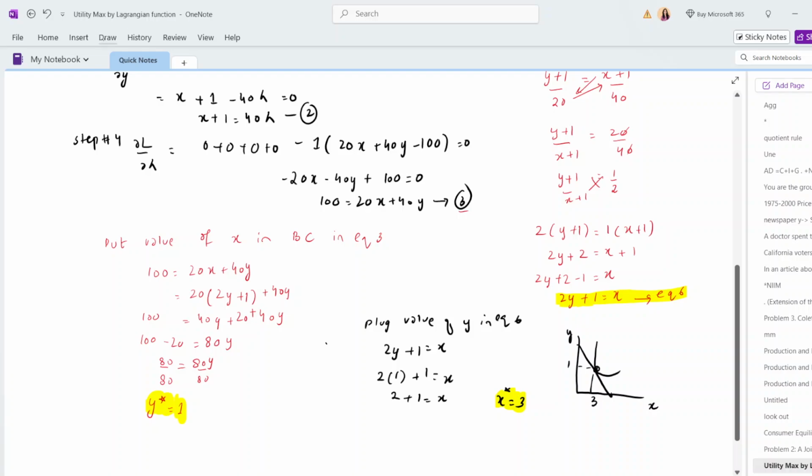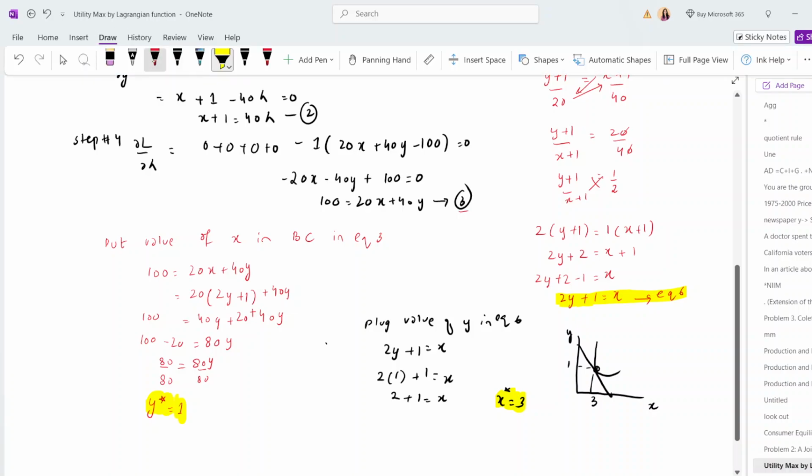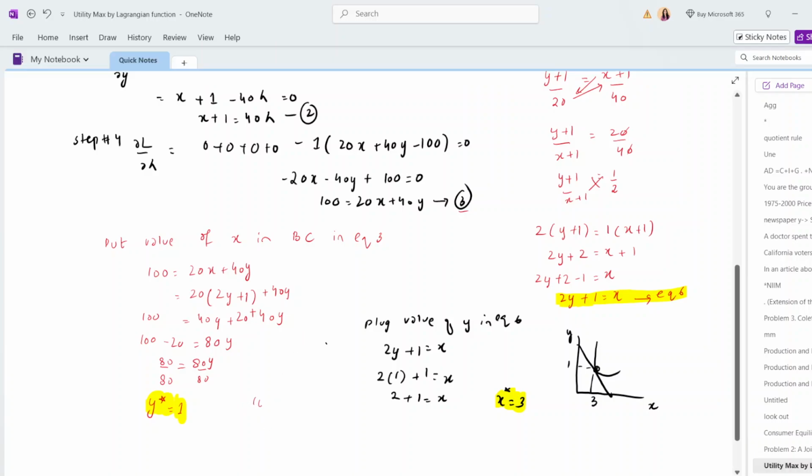Right? And the last thing here would be, if you want to double check you are on the right track, you can put this value of y and x inside the budget constraint and check that if left hand side is equal to right hand side. So we have 100 equals 20x plus 40y over here. Let's plug in value of x, which is 3, and value of y, which is 1 in here. It's 60 plus 40, 100, and on both sides you'll get 100. So both sides are equal, indicating that these are the optimal bundle of good x and y that a consumer should be consuming.